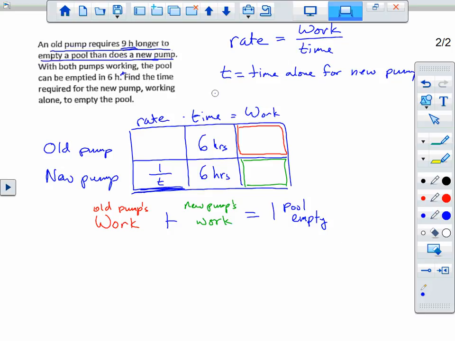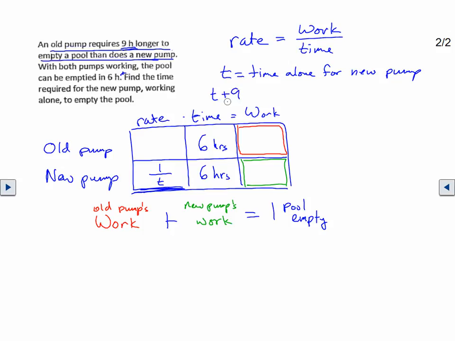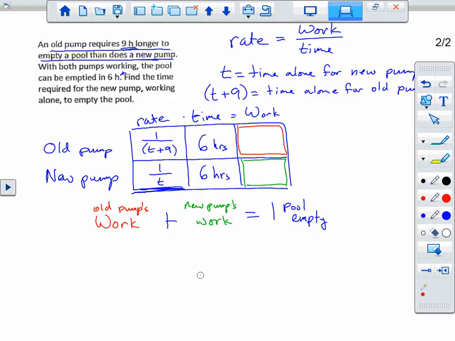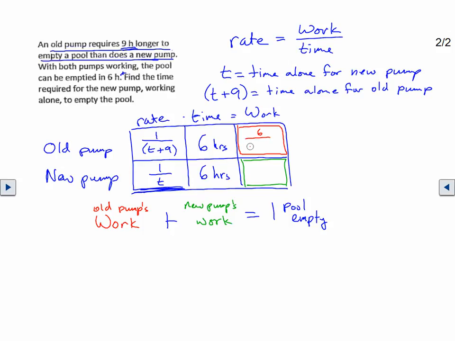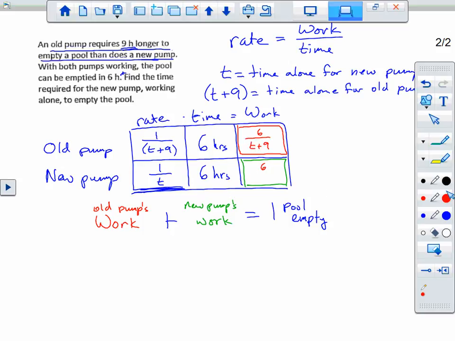The old pump does the same job, but it takes 9 more hours. So T plus 9 is the time alone for the old pump, which means the rate at which the old pump works is 1/(T plus 9). Okay, so now I can fill in the end of this chart: the amount of work the old pump does is going to be 6/(T plus 9). The amount of work that the new pump does is 6/T.